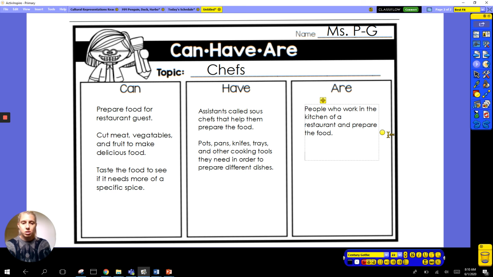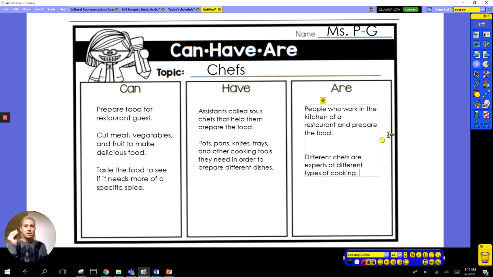Chefs are different. Chefs are experts at different types of cooking. And I could also say there are pastry chefs that are experts at making pastries.